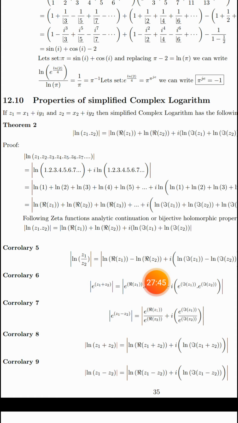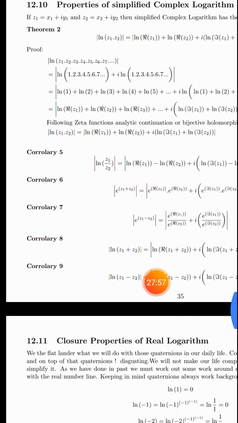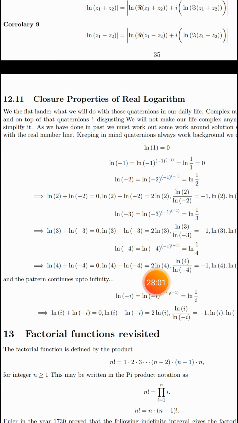Then the simplified complex logarithm is also applicable on complex numbers, z1 z2 z3, the same thing we have done in the case of quaternions. On the closure property of the real logarithm, on the real logarithm number line the negative logarithm was undefined. Now we can define as follows: ln minus 1 to be 0 as in the principal logarithm, and ln minus 2 we can define this way, equal to ln of half, and ln 2 plus ln minus 2 equals 0.